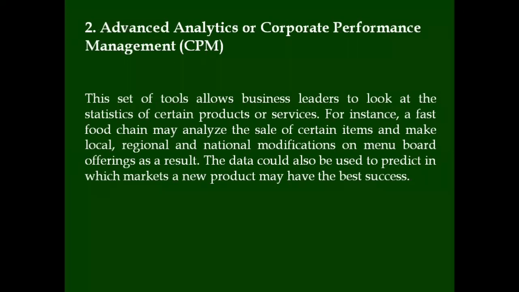The second component is advanced analytics or corporate performance management, CPM, and this is a set of tools that allows business leaders to look at the statistics of certain products or services. For instance, a fast food chain may analyze the sale of certain items and make local, regional, and national modifications on menu board offerings as a result. The data could also be used to predict in which market a new product may have the best success.